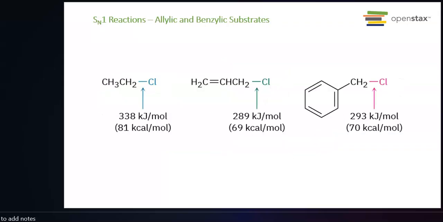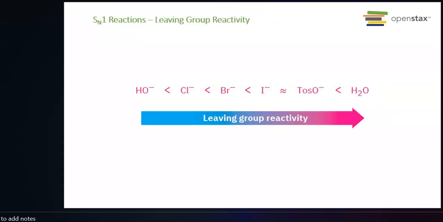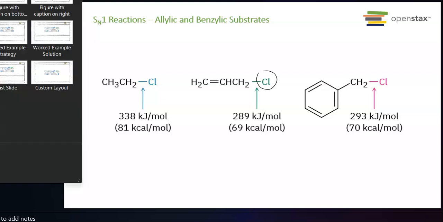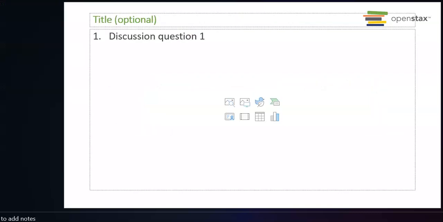Okay, we have examples of allylic and benzylic substrates, and you can see that in the case of an allylic alkyl halide, the carbon halogen bond is around 289 kilojoules per mole, and the carbon halogen bond in a benzylic is about 293. They both are lower than a primary alkyl halide, right? So it's easier to break these bonds than in the case of a primary alkyl halide. Okay, so before that, let's summarize what we learned so far regarding the mechanism of SN1 reaction.